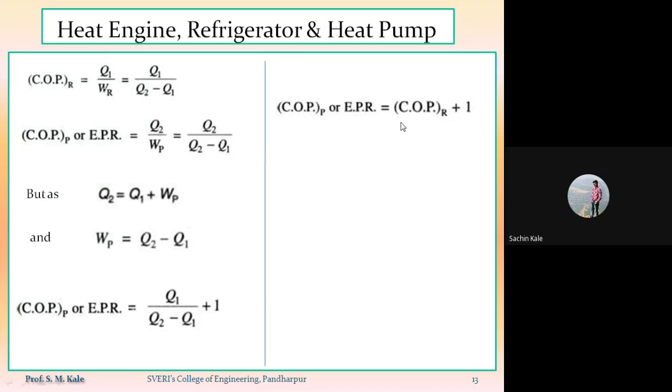So this is the derivation. I think for your assignment number 1, the one question is there: what is the difference between refrigerator and heat pump, and prove that COP of heat pump is equal to COP of refrigerator plus 1. So proof is nothing but this proof.